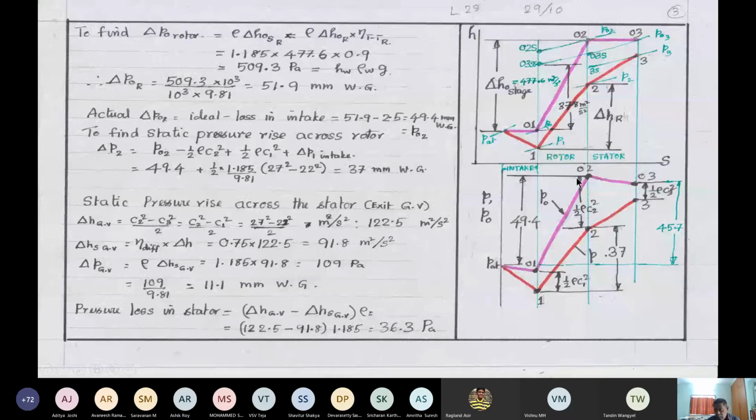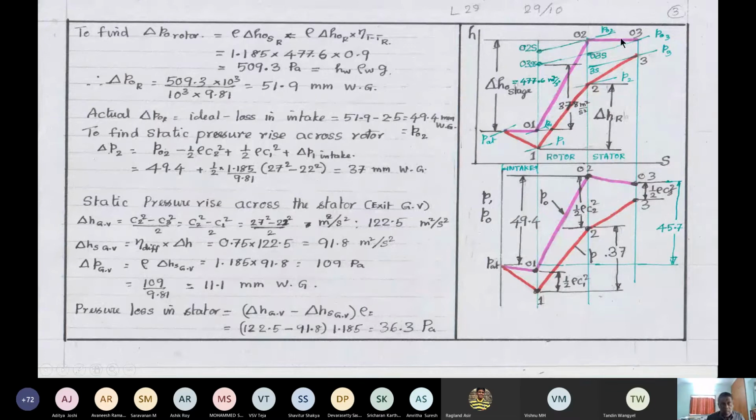Okay, it goes down to P03, which is a little lower. And if you look at the HS diagram, the H value, H02 is H03, but when I draw a constant pressure line at 03, its value is less.